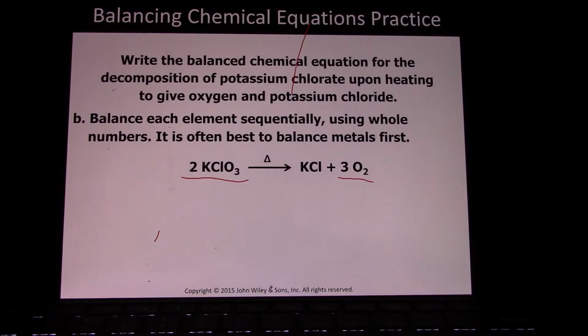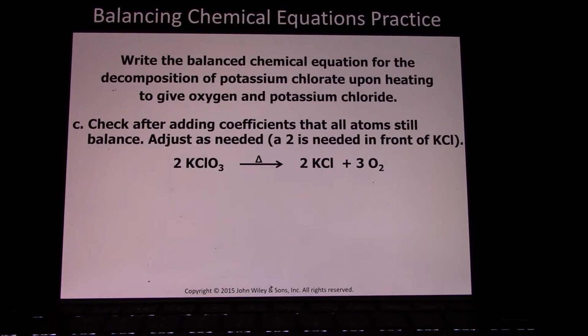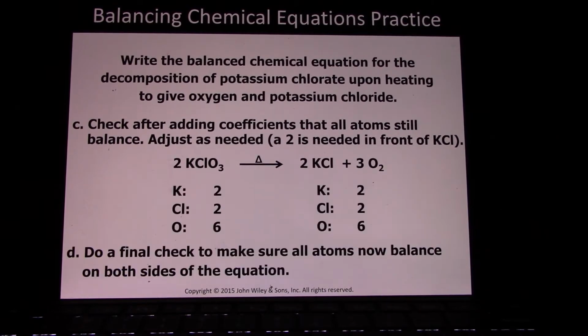But now potassium and chlorine aren't balanced. There's 2 on the left and only 1 on the right. So we have to put a 2 there. And now we finally have a balanced equation. 2 potassiums on the left, 2 potassiums on the right. 2 chlorines on the left, 2 chlorines on the right. 6 oxygens on the left, 6 oxygens on the right. Balanced equation.